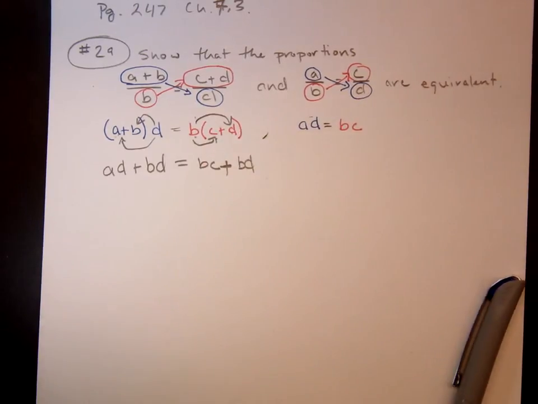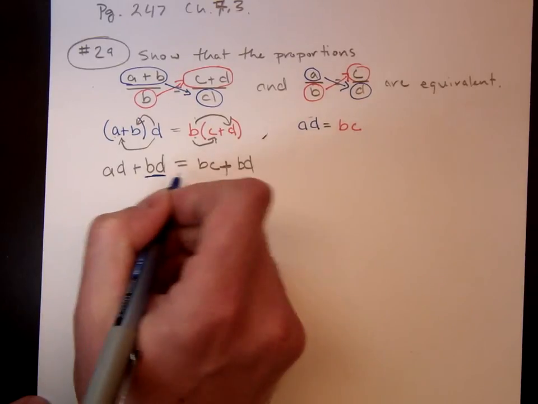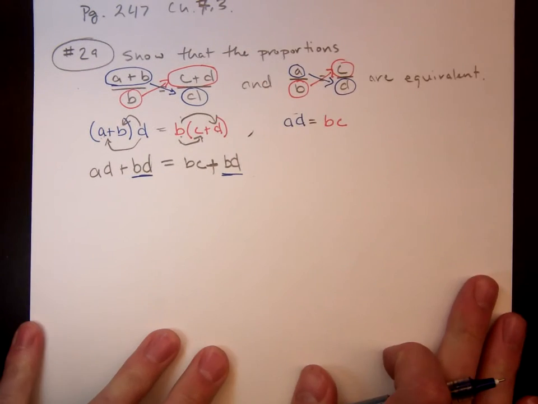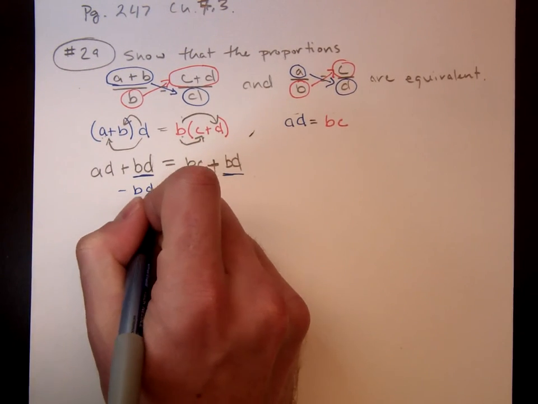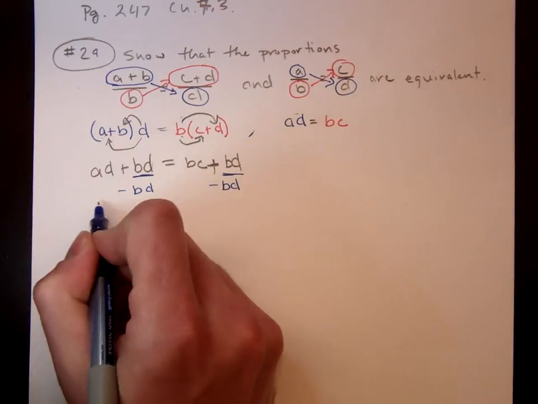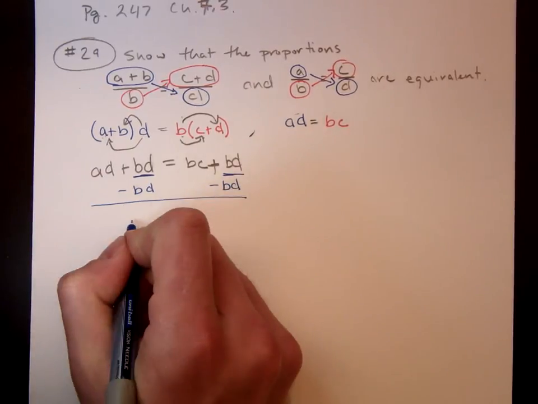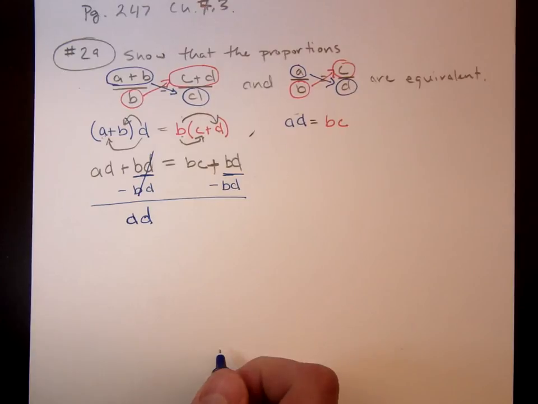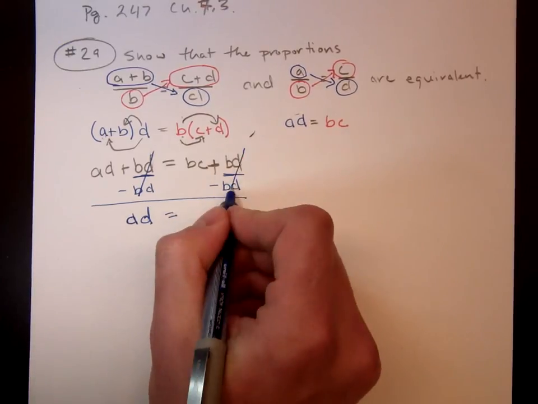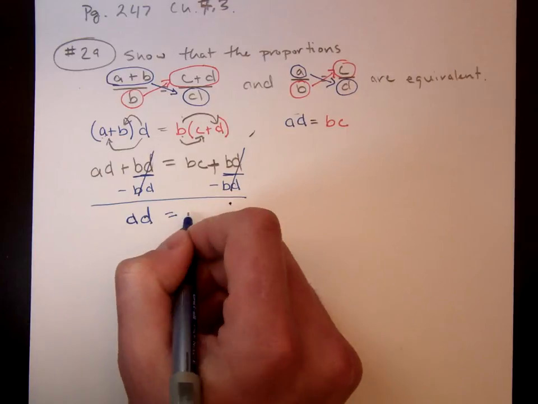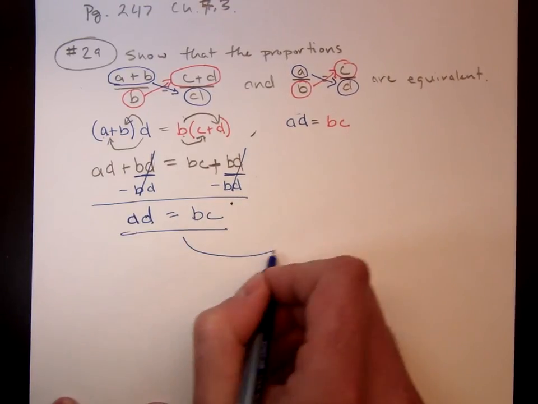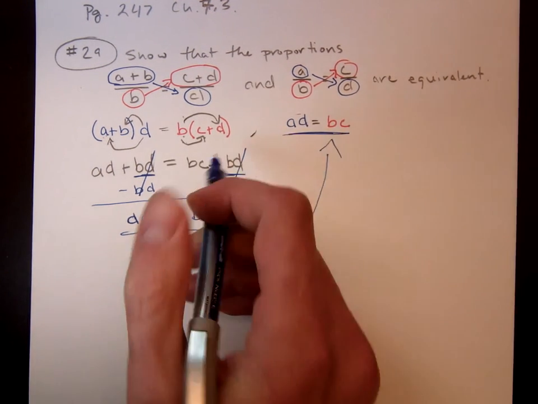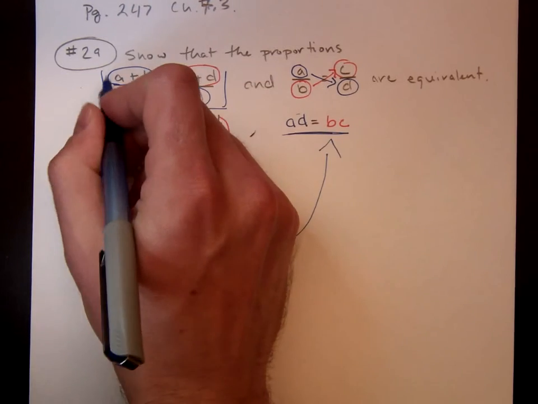Now if you notice, we ended up with bd on both sides. Well, I know from my rules of algebra that I can go ahead and subtract bd from both sides, and that will end up leaving me with ad, okay, bd minus bd is just 0, is equal to, same thing over here, bd minus bd is 0, is bc. And if you notice, we ended up with the exact same equations, meaning that our original equations were also equivalent.